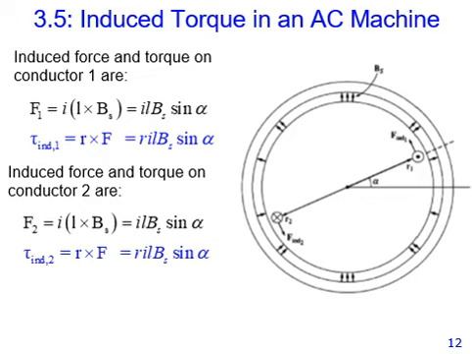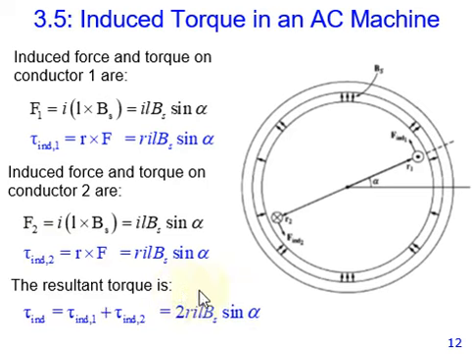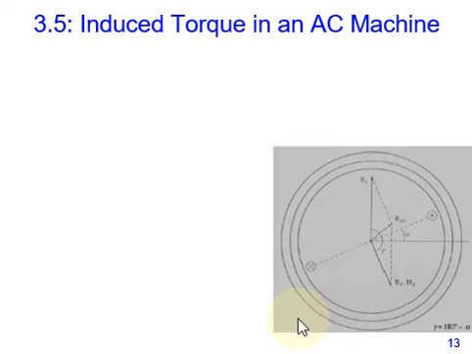Therefore the torque on the rotor loop would be the summation of both of these two torques: tau induced 1 and tau induced 2. So the total tau would be the summation of both of them, and it would be 2 R I L Bs sine alpha, which would be in the counterclockwise direction.